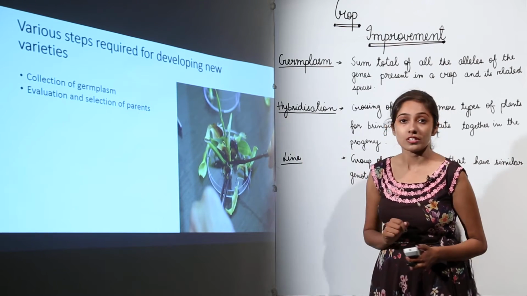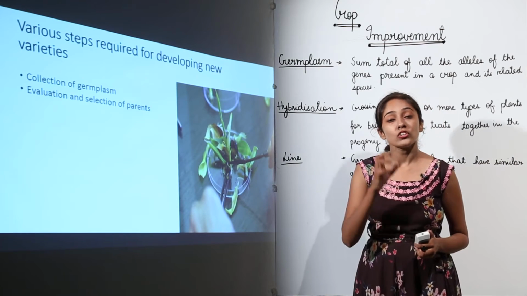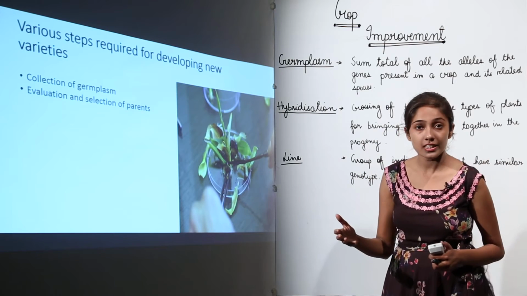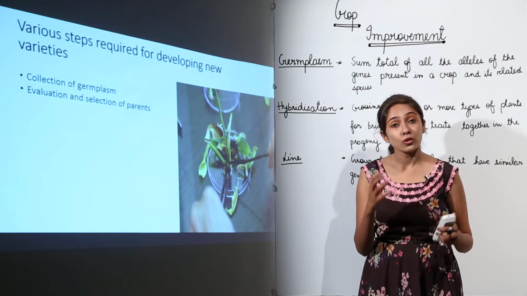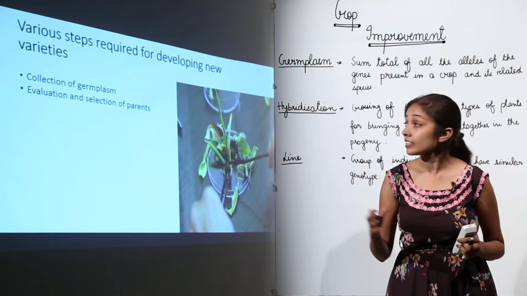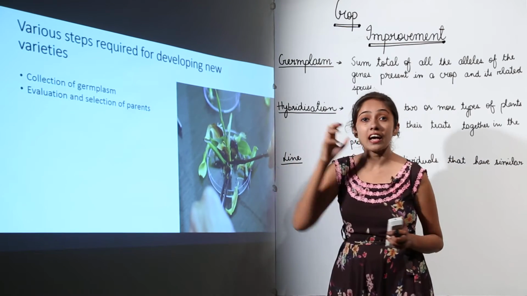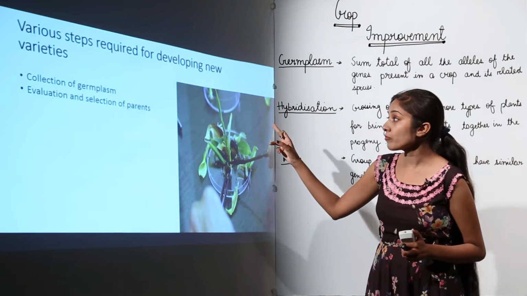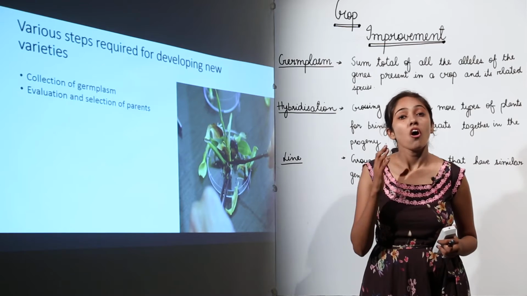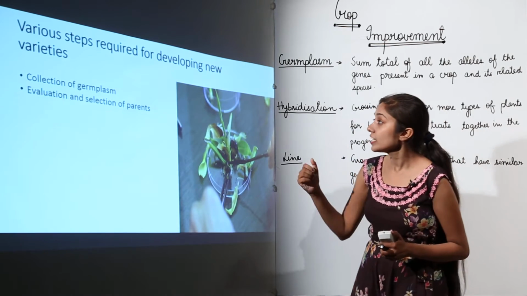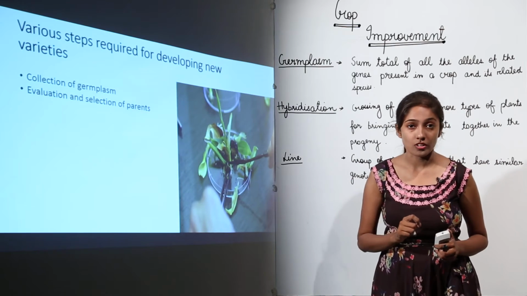Now this is very important. The parents that you are going to select should have the desired traits that you require, right? For example, if you require longer grain rice, then you need to select parents that actually have the desired trait of having longer grain rice. So it's very important that you select parents on the basis of the desired traits that you want. So selection of parents is very important.